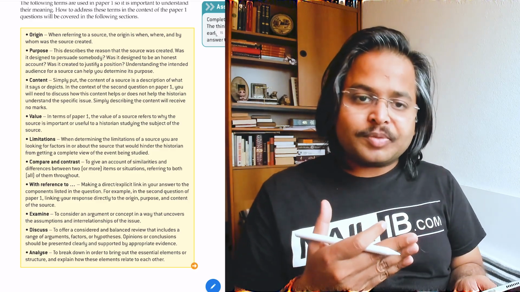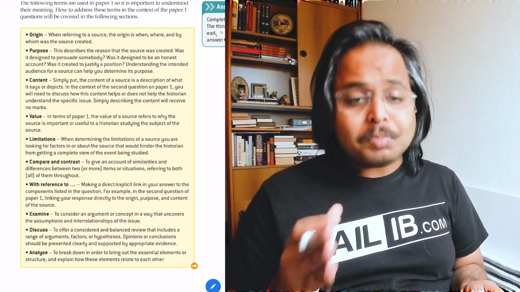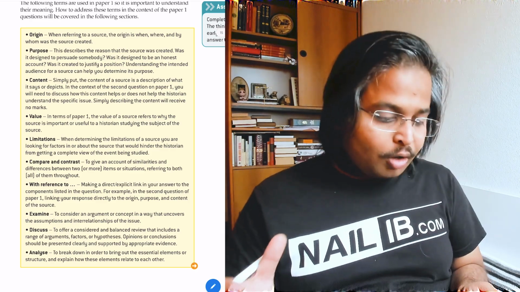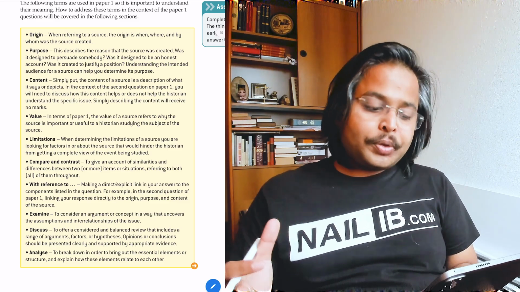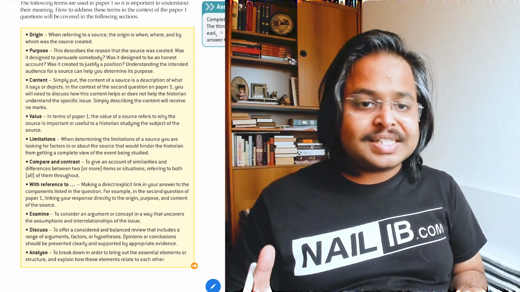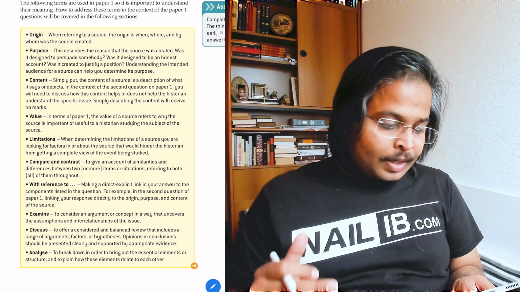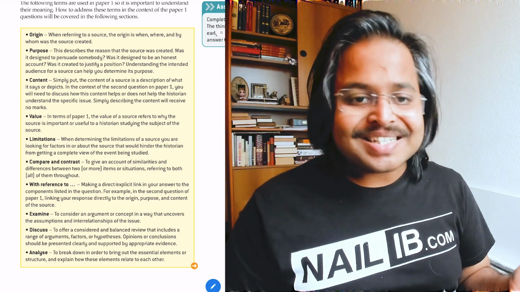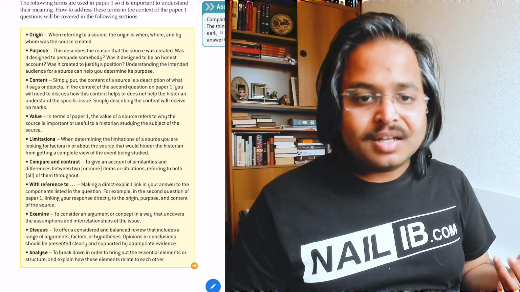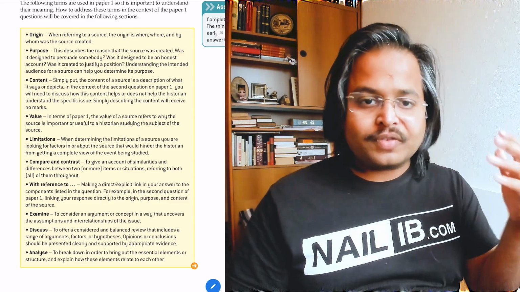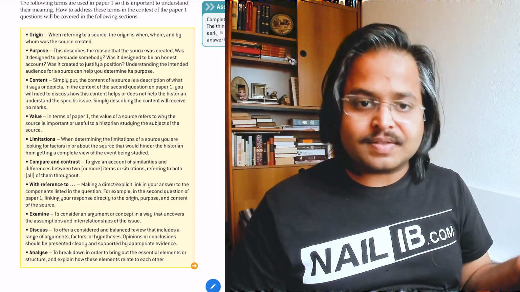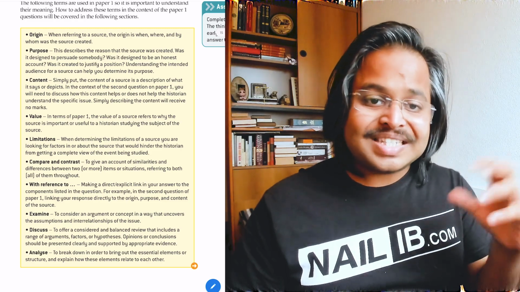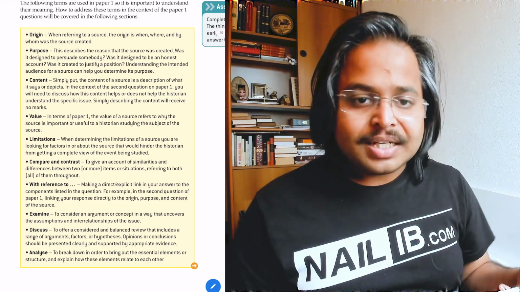So purpose is already something you've described. So when it comes to content, you must comment on the utility of a certain source and whether or not it helps the historian to understand a certain issue. Simply describing the content will of course receive no marks because, as I said, description, or remembrance, is the lowest level in your actual grading system. So just describing what you can see in the cartoon or what you can see in the source is of course not good enough.